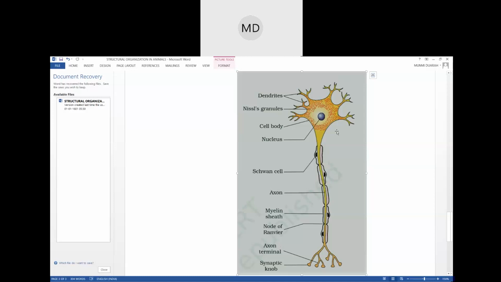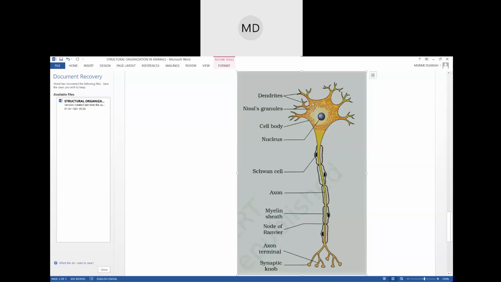Okay, so inside the cell body there will be a nucleus. This is the nucleus inside. Like every cell, only the red blood cells do not have a nucleus, but every other cell has one. So this is also a cell, so it will also have a nucleus. And there will be cytoplasm here.